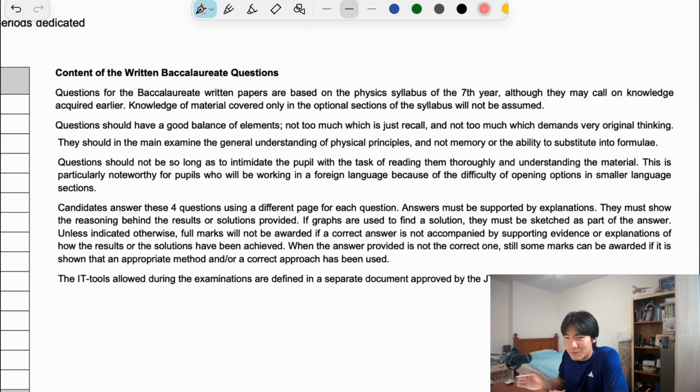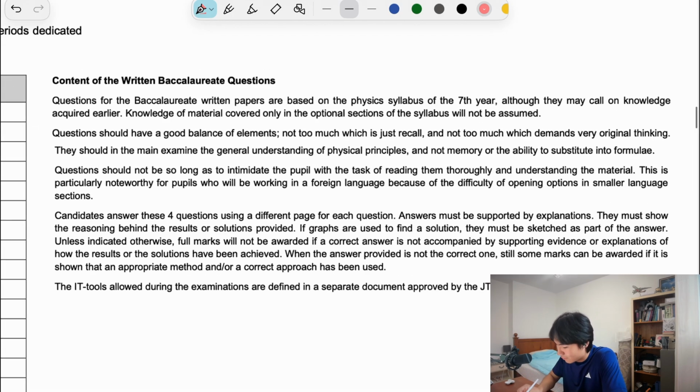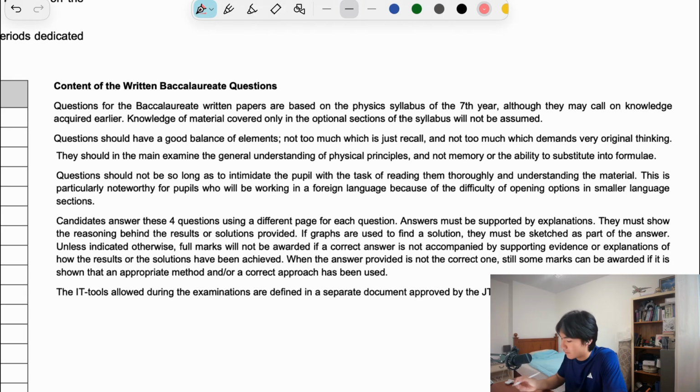this is what the official exam says, right? From the PDF, it says, okay, questions for the baccalaureate written paper are based on the physics syllabus in the seventh year, so S7. Although they may call on knowledge acquired earlier, knowledge of material covered only in the optional section of the syllabus will not be assumed. So technically, you could be asked to provide some knowledge from S6, right?